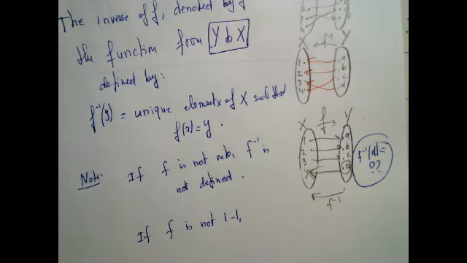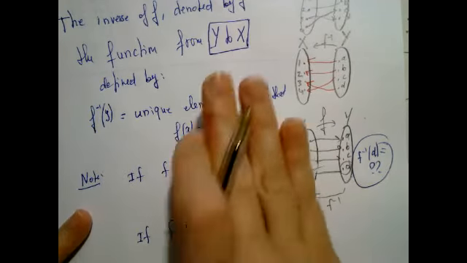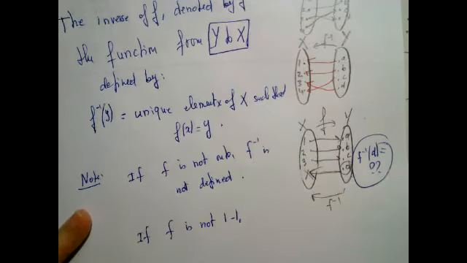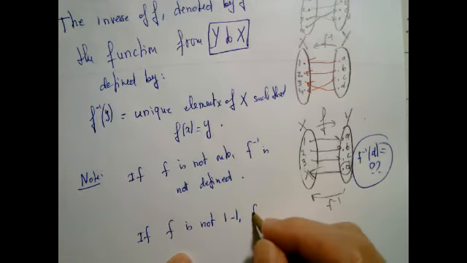But we're not worried about that in this class. We take a more advanced class. Sometimes we can restrict the codomain to the range, but I'm not going to talk about that in this class. Now, if f is not 1-to-1, f inverse is not defined.